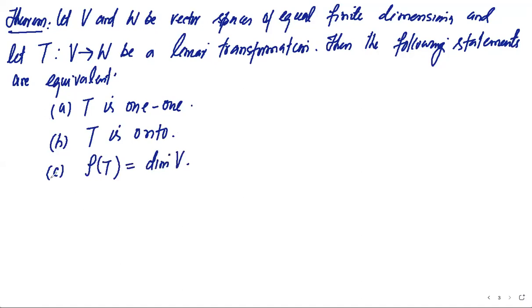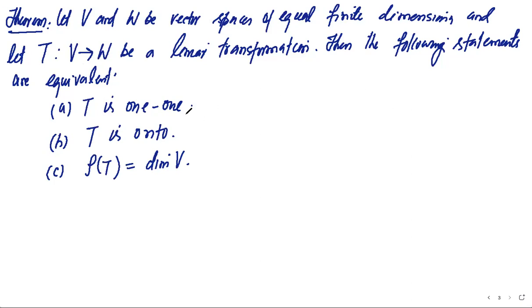So now let's prove them. What it means by saying that a number of statements are equivalent is that, given any single statement, it implies all of the others. So when we have a linear transformation between two vector spaces with equal finite dimension, then T is 1-1 if and only if it is onto, and if and only if rank of T is equal to dimension of V. So if any of these statements is given, we can prove the other two.